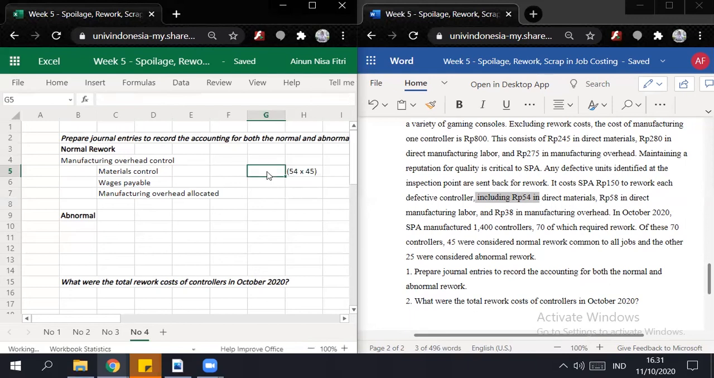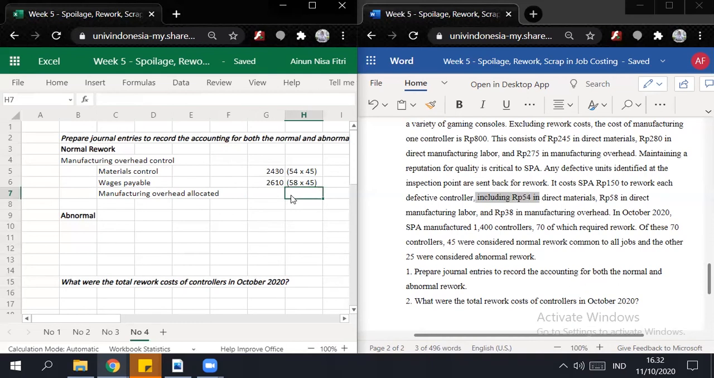And then the total of materials control is 2,430. And for wages payable, it is the cost of direct manufacturing labor to rework the defective controller, which is 58 times the total of normal rework, which is 45. And therefore, the wages payable is 2,610.